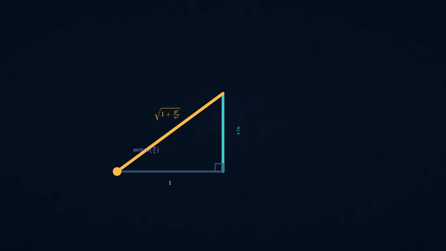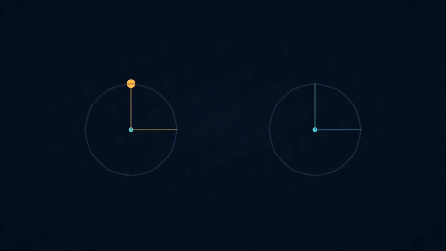The total radius is the square root of 1 plus theta squared over n squared, raised to the n. The total angle is n times arctangent of theta over n. The unwanted radial excess in each tiny step is second order. It depends on 1 over n squared. There are n steps, so the accumulated scale of that error behaves like n over n squared, which is 1 over n, and vanishes.